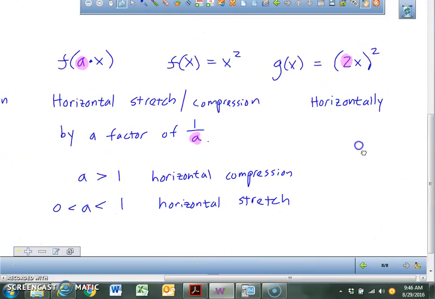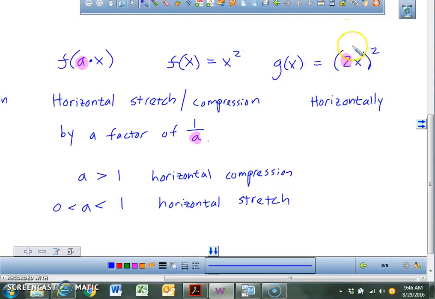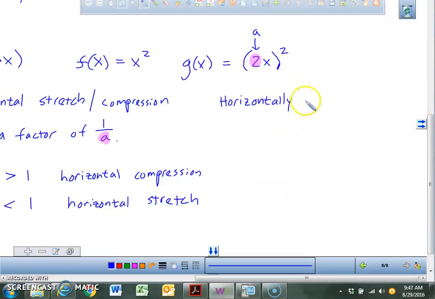All right. Notice on our example, what's this value? That's our a value, correct? Yes. Now, our a value is a 2. So our a value is technically bigger than 1, so we would say this is horizontally compressed. But if the a value is 0.5, it would be stretched? Correct. If the a value is 0.5, it would be horizontally stretched.